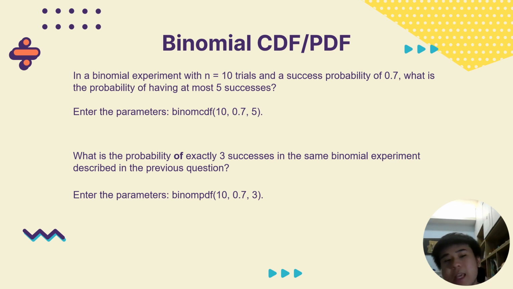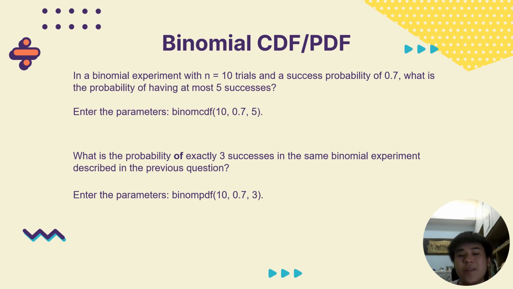So, same thing. You enter the parameters. Binomial CDF can be found by pressing second and vars. Find binomcdf. Enter the number of trials, which is 10, the probability, which is 0.7, and your x value, which is 5. You want at most 5 successes.